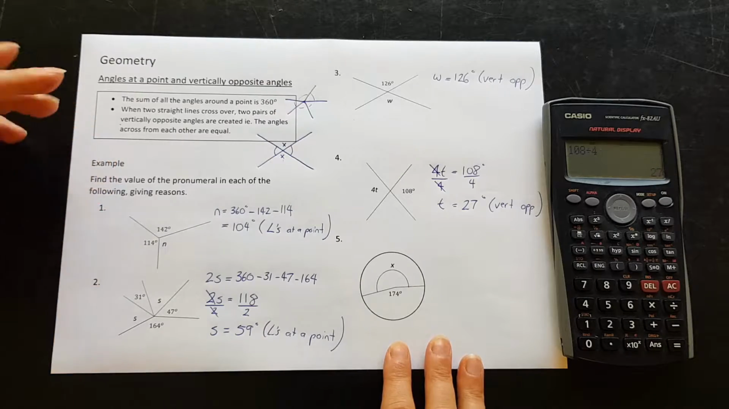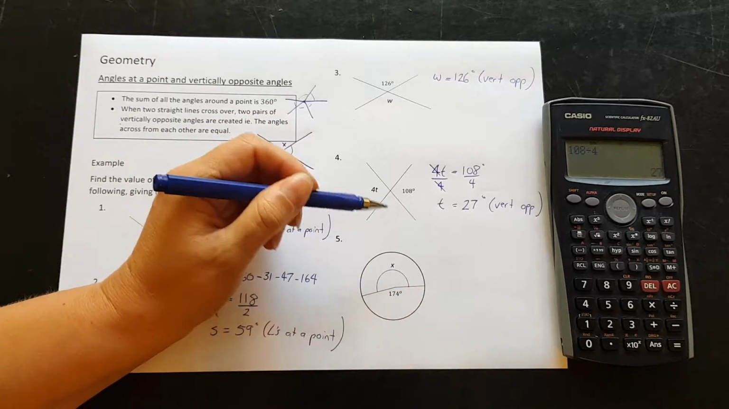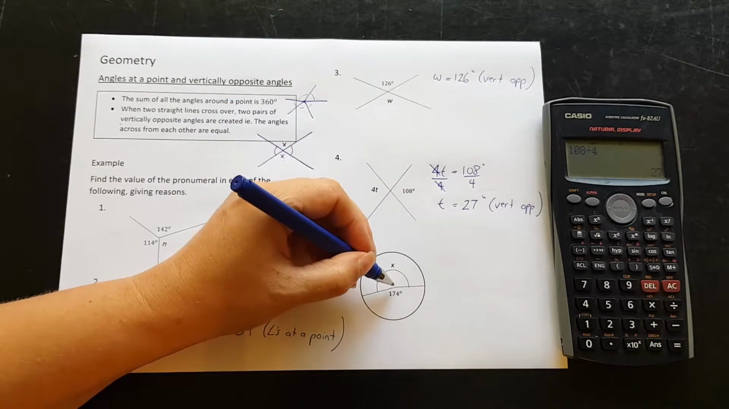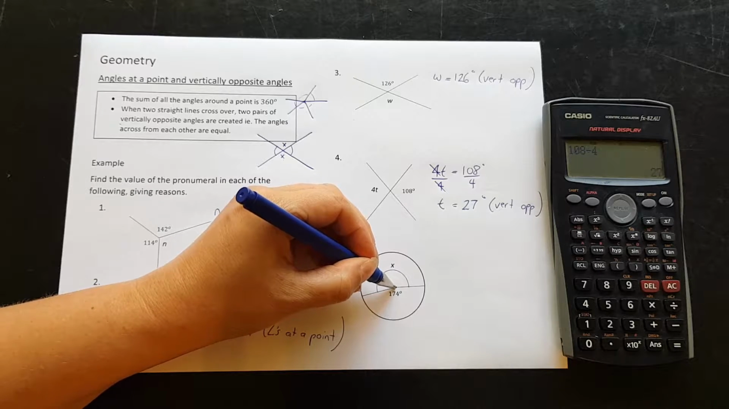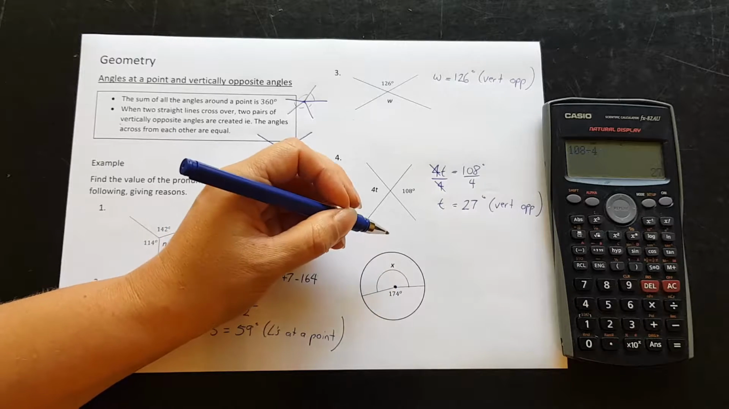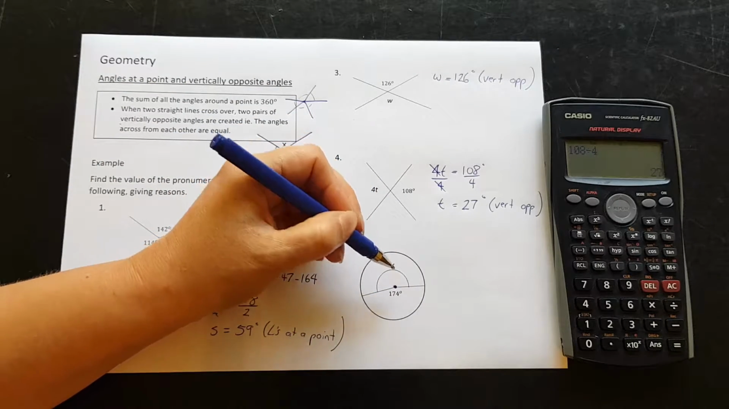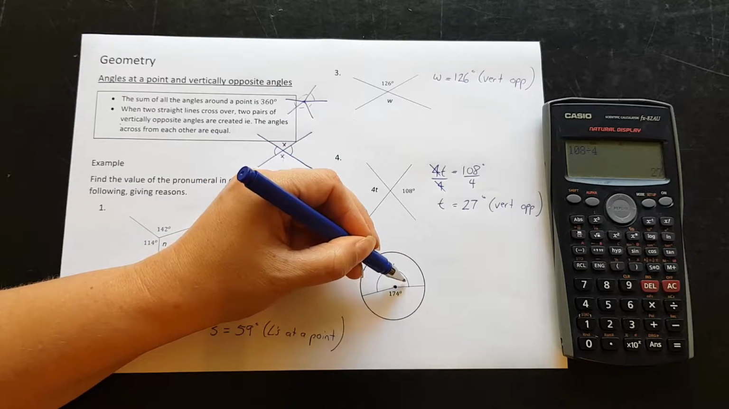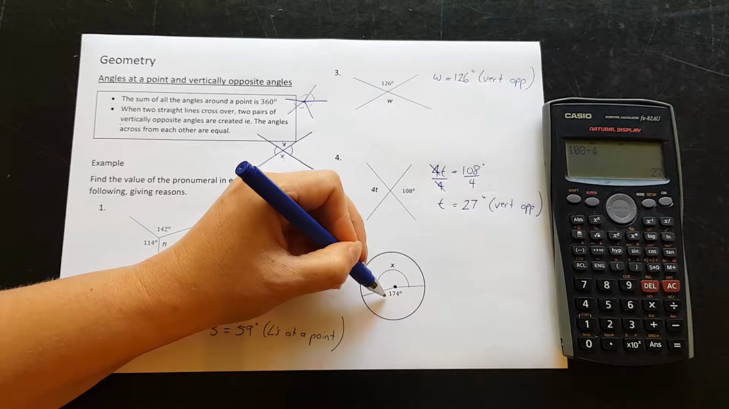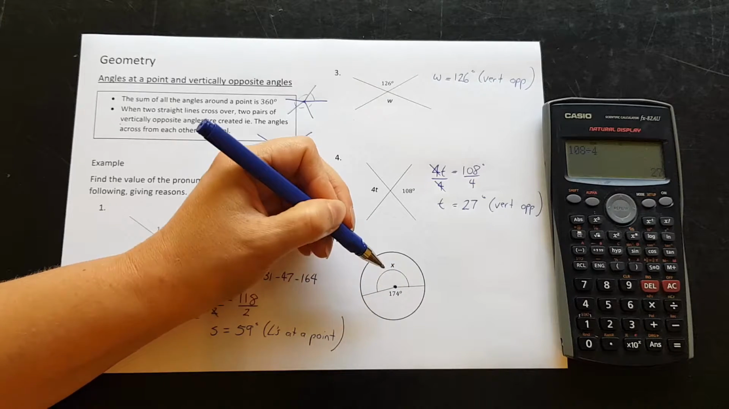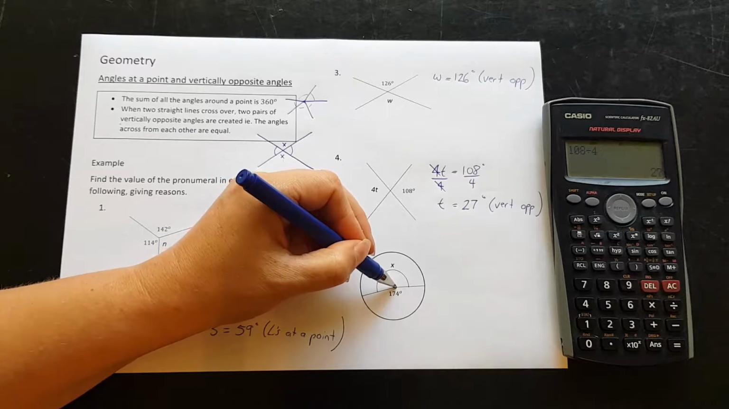Question 5. Looks a bit funny because we have a circle in our question, but it's just there to make you think. Maybe try and trick a few people out there, make you think it's harder than it is. It's actually a point here in the middle, which means that the two angles, there's only two angles here that are joined around that point, must equal 360 degrees.